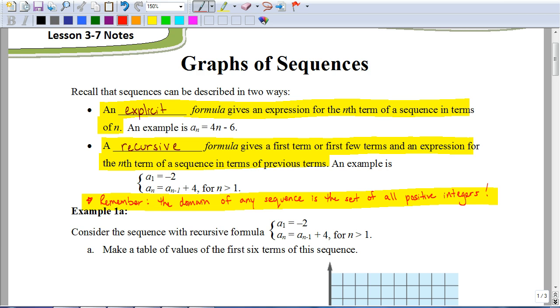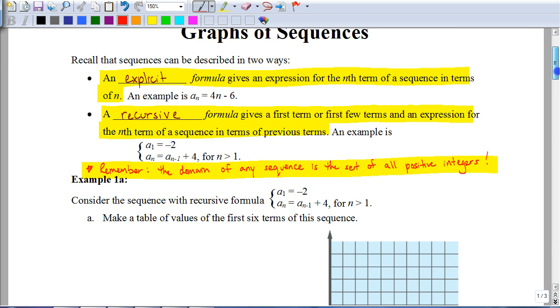Now, these are giving us formulas for sequences, and it's important to remember, as I have written in red there, that the domain of any sequence is the set of all positive integers. So the domain is going to be like 1, 2, 3, 4, 5, and so on. There are not going to be negative numbers in our domain, and there are not going to be decimals in our domain. The reason why that's important is that today we're going to be looking at graphs of sequences. And so when we look at the graph of a sequence, since it's just going to be the positive integers, our graphs are all going to be in quadrant 1.